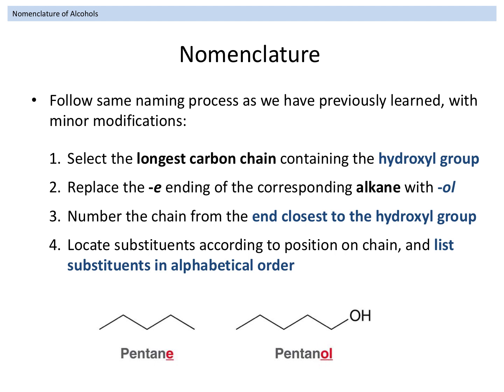We also need to modify our numbering scheme to account for the location of the hydroxyl group. The carbon chain must be numbered starting from the end closest to the hydroxyl group, to ensure that the hydroxyl group receives the lowest possible locant number. This prioritization is crucial for accurate naming. As before, the position of any substituents on the carbon chain must be identified. These substituents are then named and listed in alphabetical order in the compound's name.